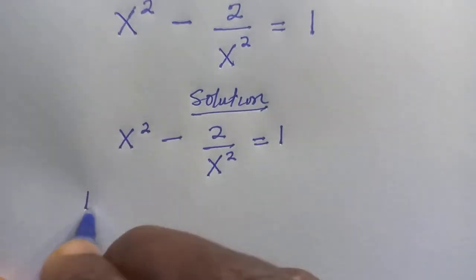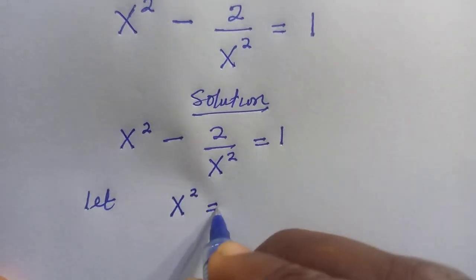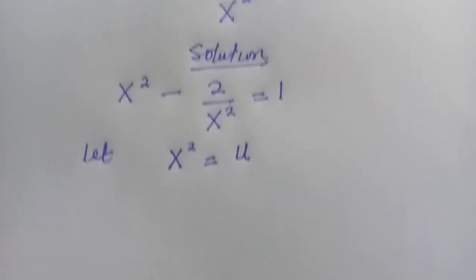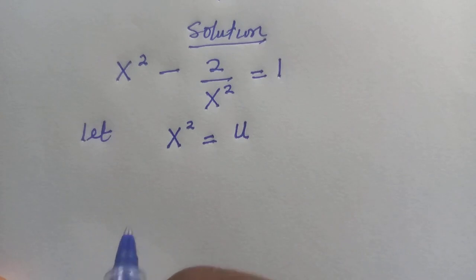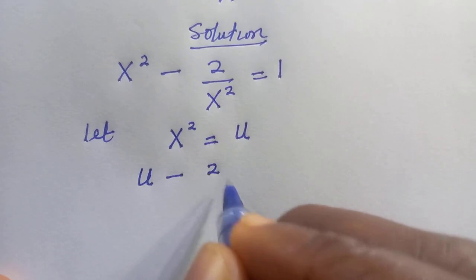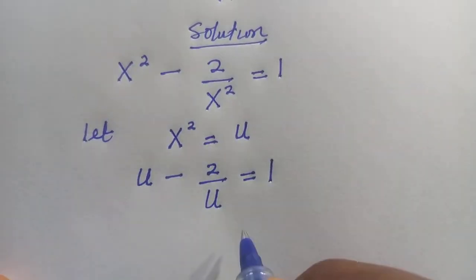So here we let x squared equals u. When we let x squared equal u, anywhere we see x squared, we replace it with u, so that we have u minus 2 divided by u equals 1.